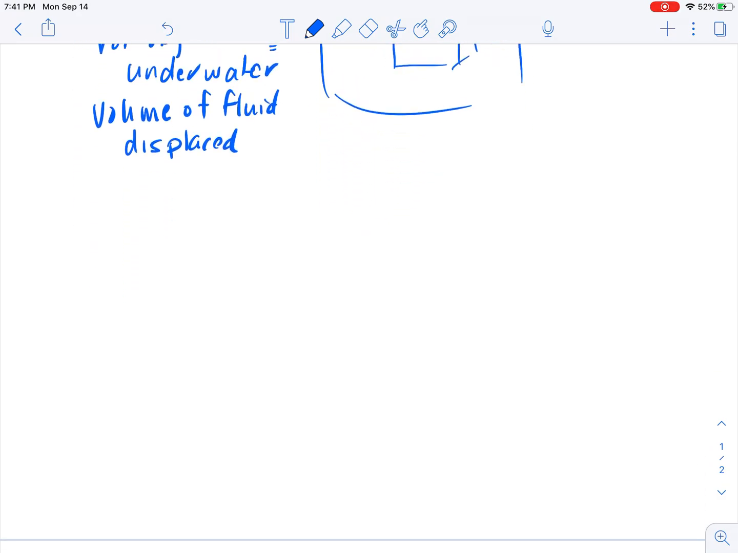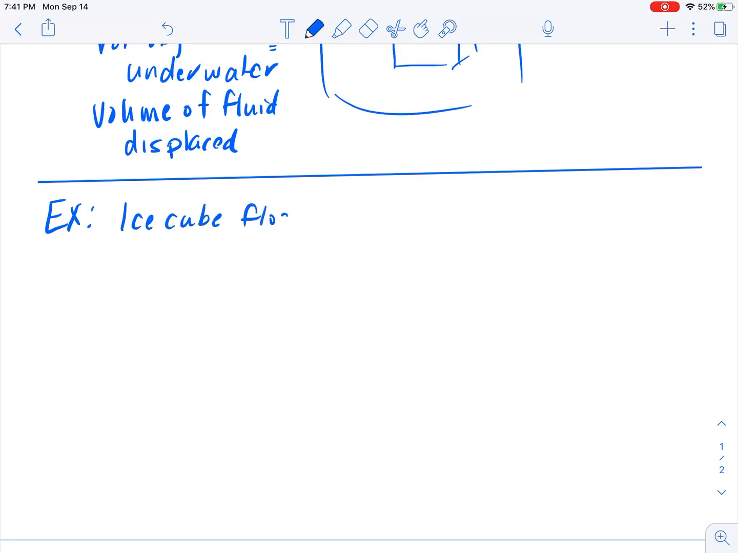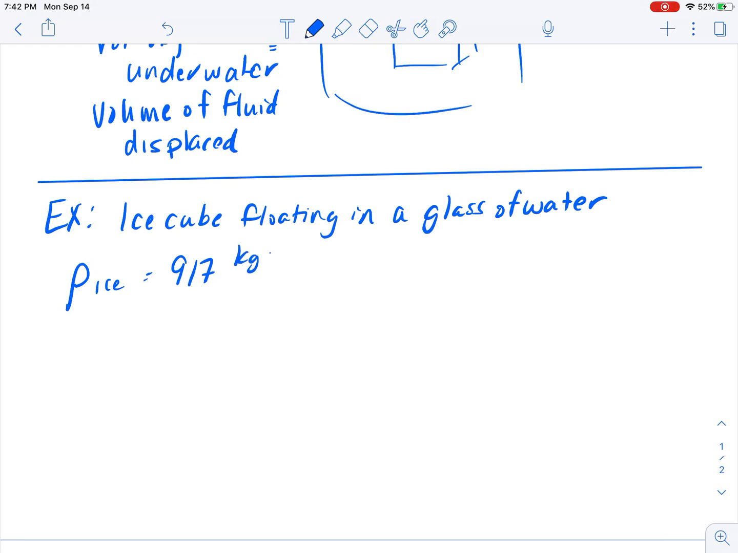So let's do an example with a floating object. Let's take a look at an ice cube. In our example, we'll have an ice cube floating in a glass of water. Now, ice is really unusual. It's one of the only substances that when it turns from liquid to solid, its density actually goes down. So the density of ice is 917 kilograms per meter cubed, and the density of pure water is 1,000.